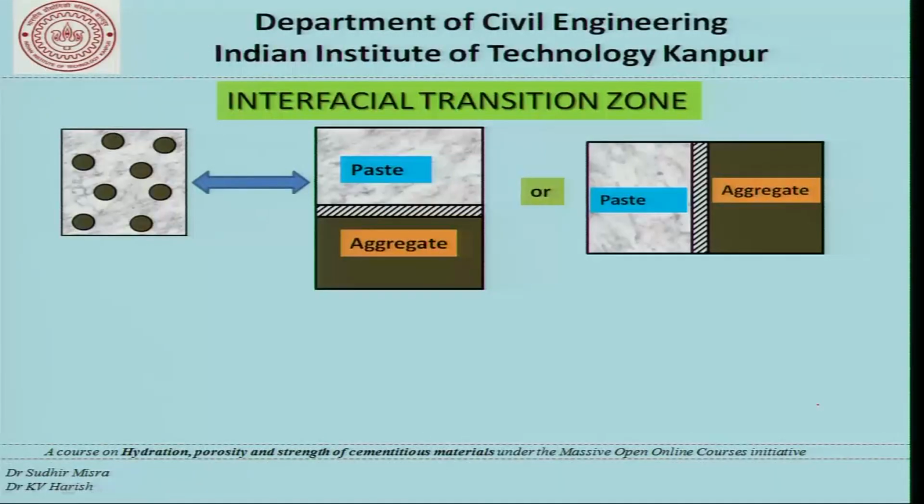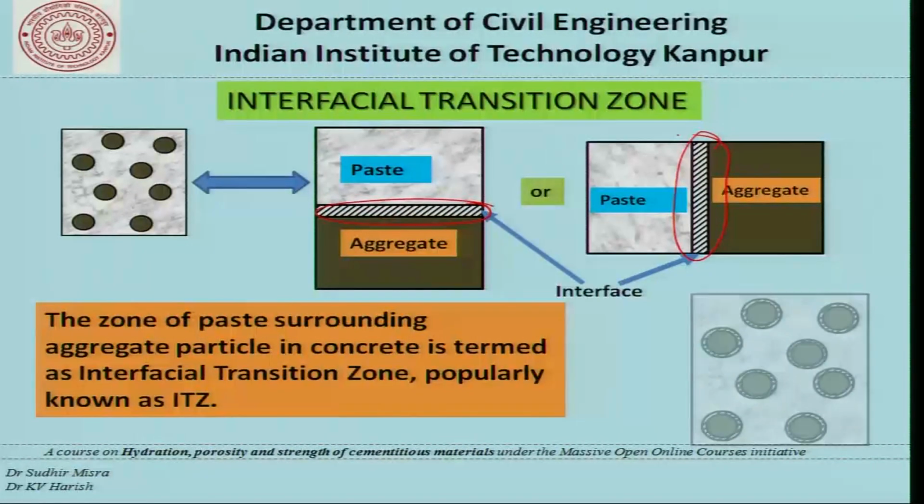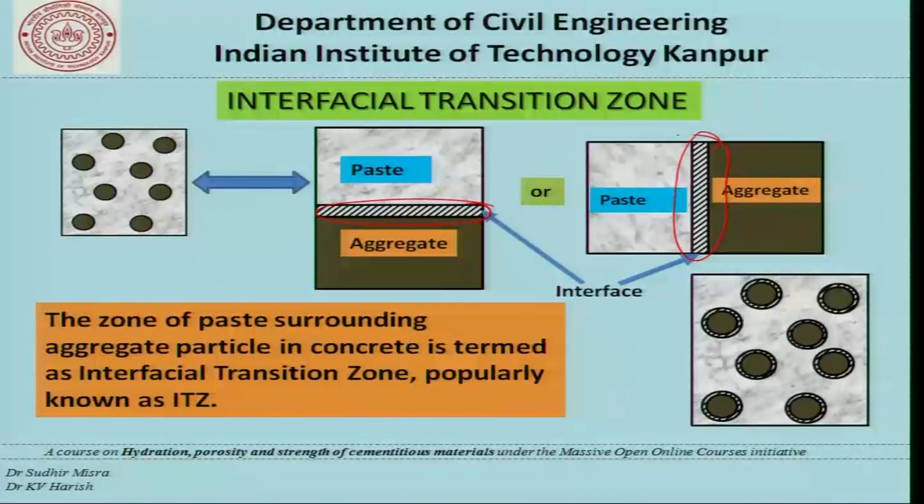This interface is the so called ITZ, and this is how the interface appears in the two configurations that we saw. So this is a zone surrounding the aggregate particles in concrete and is commonly referred to as the ITZ, which in a diagrammatic form, the way we have represented this picture here, will become something like this.